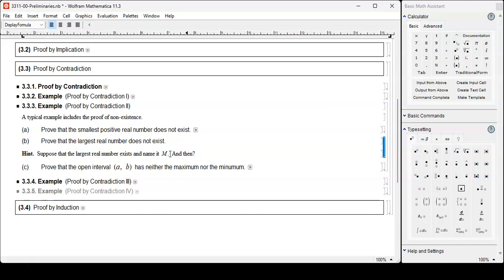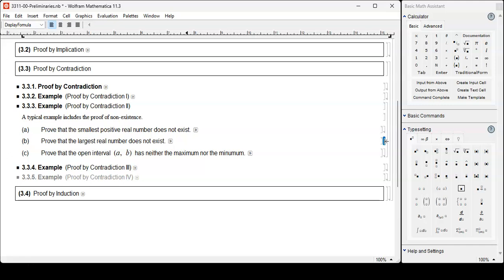Suppose that the largest real number exists, capital M, and then find out something even bigger. So how about 2m? It's not going to work in general, because what if m is negative? So you have to consider other cases as well. I'll stop there. You can make it work.